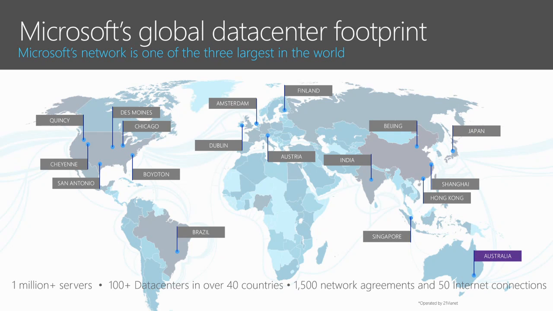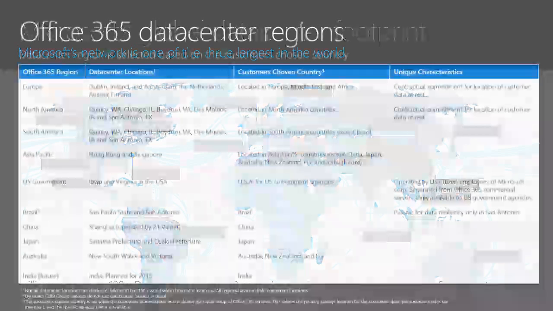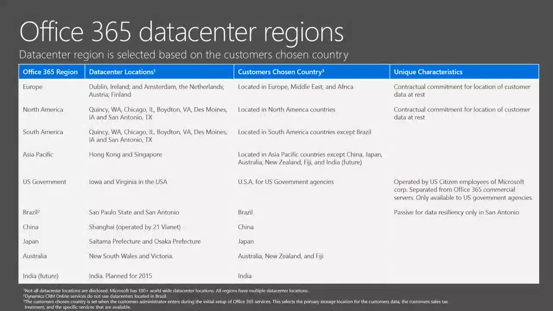And we have an Australia region, so we have data centers in Australia, in New South Wales, and in Victoria. And we launched that just in March, so 2 months ago now. And we're currently working on our India region, where we'll have data centers in India, and this will, of course, be for customers who sign up in India.